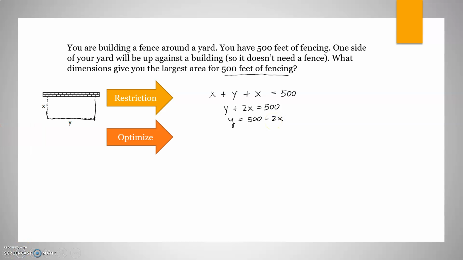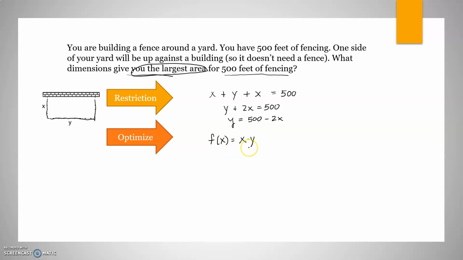Now I'm looking at what I am trying to optimize. This is a completely separate equation from our restriction, so we shouldn't be thinking anymore about that restriction. We should start with what dimensions give you the largest area. So that's what we're trying to optimize, which is the area. The area we're going to write as an f of x equation. It's a rectangle, so the area would be x times y.